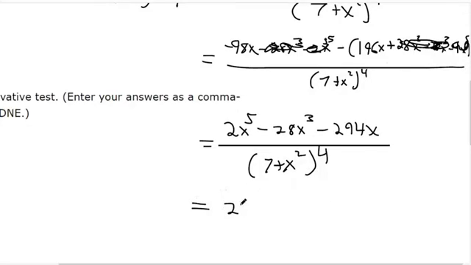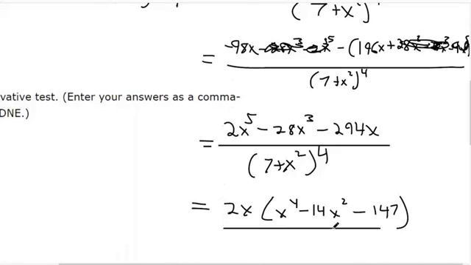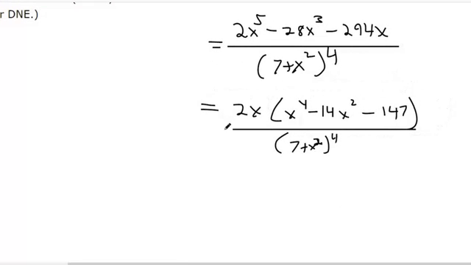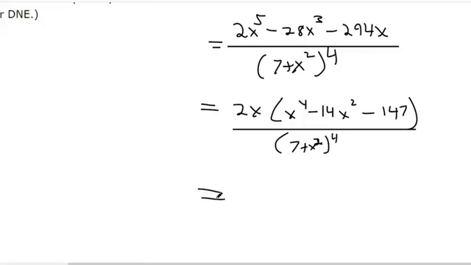And then if we factor out a 2x from the numerator, you've got x to the fourth minus 14x squared minus 147. Let me double check that. That's all over 7 plus x squared to the fourth. We can actually factor this parentheses. You can find two numbers that multiply to be, let's see, can we? Two numbers that multiply to be negative 147, but add to be negative 14. Okay, so that's it. So we can factor the numerator.